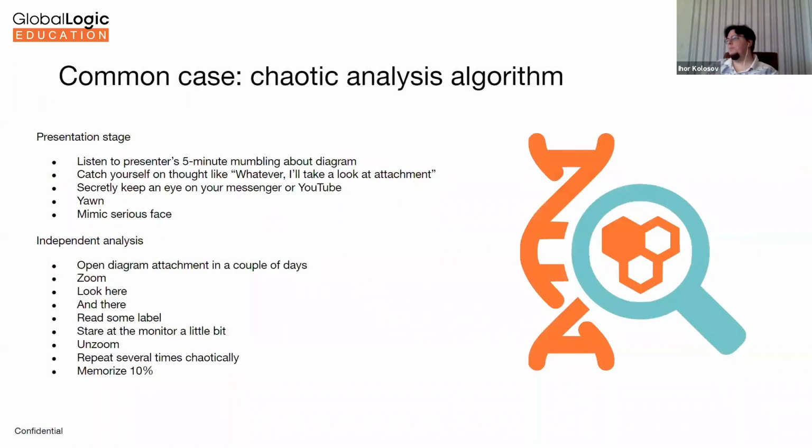Let's imagine a common situation. You start onboarding on some new project. Let's imagine a kind of chaotic analysis. You see this diagram for the first time. A solution architect or software architect will start presenting something to you. He will share a presentation across team members and perform some local presentation.